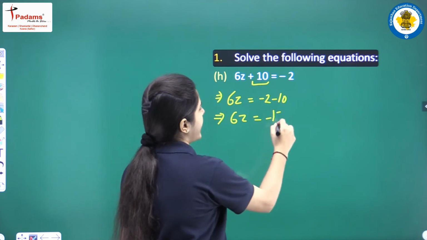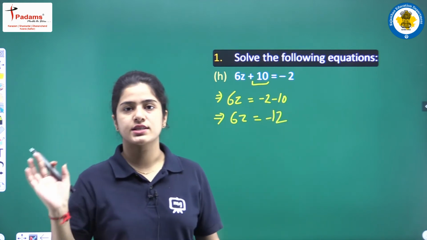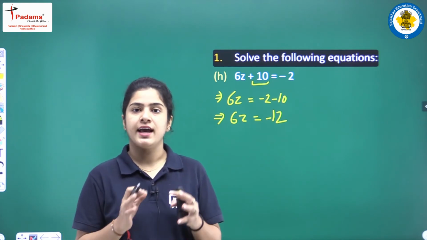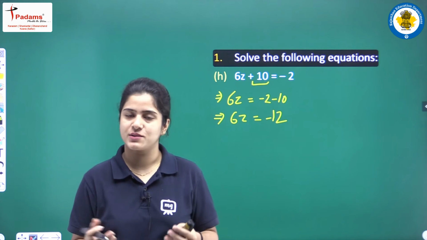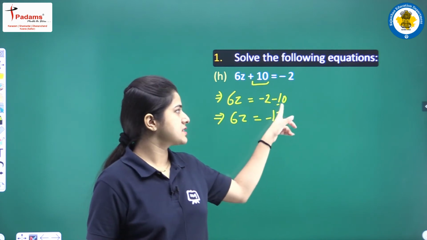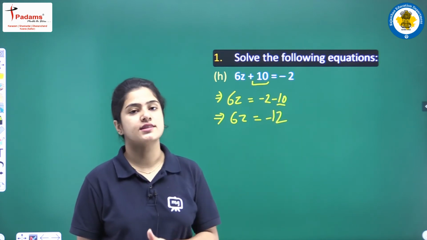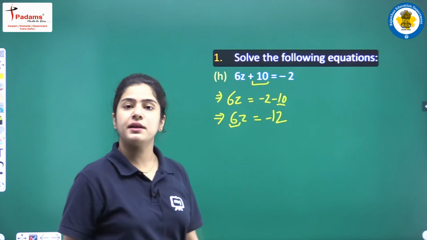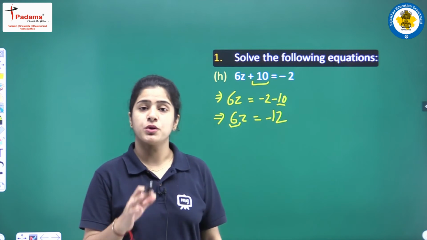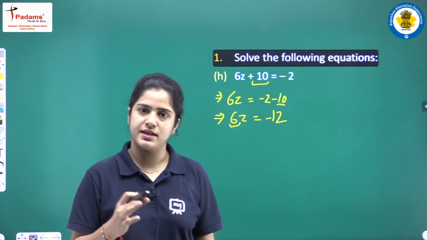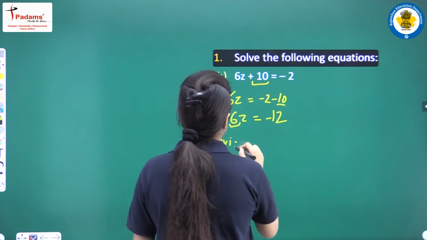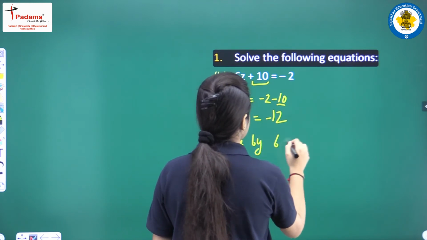Okay students. As we have discussed in the chapter integers that minus minus is plus. So 10 plus 2 is 12, and the sign is minus. Okay students. So the greater number is containing the negative sign, so the sign with the result is also a negative sign. Now 6 is in the multiplication with the variable. So if you want to eliminate this 6, you have to divide by 6 on both sides.